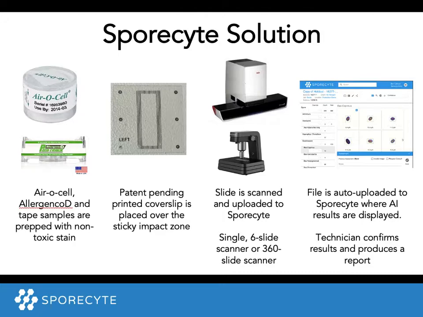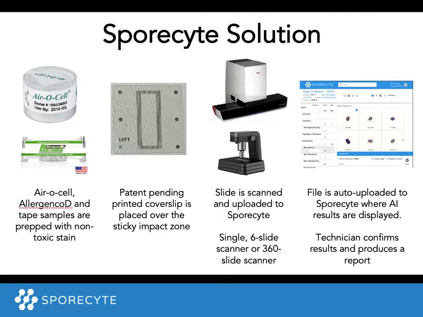The sample is prepped, and instead of using a normal cover slip, you use a patent-pending printed cover slip, and that's placed over the sticky impact zone on the slide. And what that does is allow the scanners to pick up and read that trace or the tape sample.